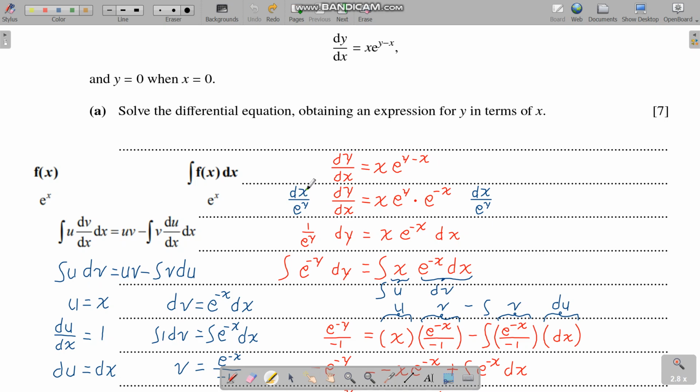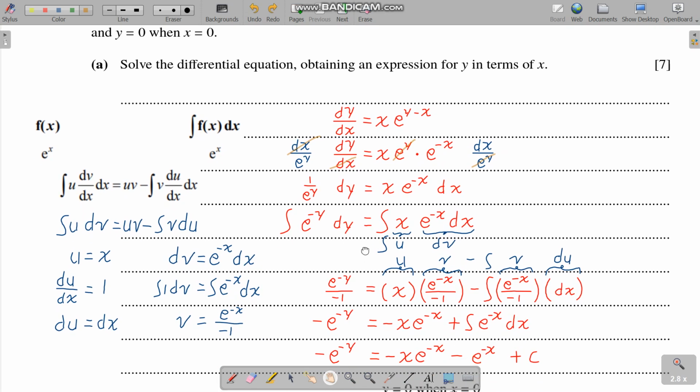So here we multiply by dx, divide by e to the y, because on the left we will cancel out dx, on the right we cancel out e to the y, which means we have only something in y on the left, 1 over e to the y dy, and on the right we have x times e to the power of minus x dx. Everything with y on the left, everything with x on the right.